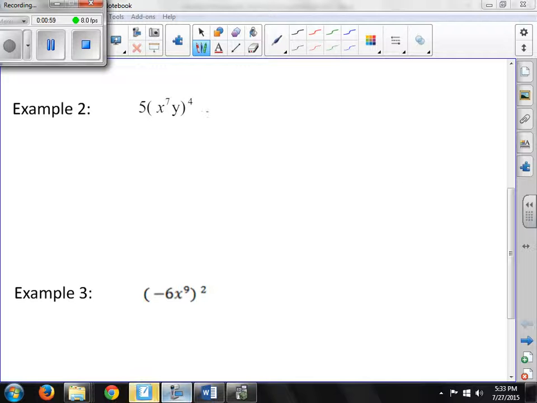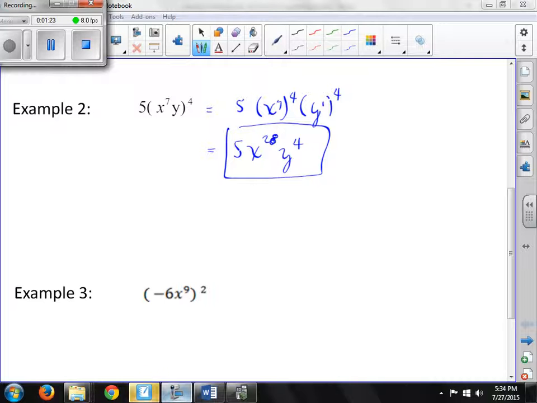Here we have 5, and we have to raise both the x to the 7th to the 4th and the y understood to the 1st to the 4th, so that we will have 5x to the 7 times 4 is 28, and we will have y raised to the 1 times 4, which is 4. X to the 28th and y to the 4th. 5x to the 28th and y to the 4th.